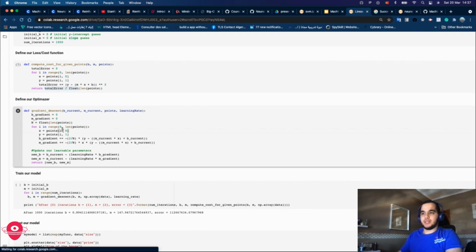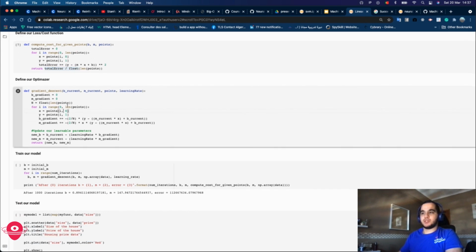When it comes to gradient descent and how it works, basically gradient descent is a function that's going to take the b current and the m current, the current intercept and slope. It's going to take the data points that we have, and it's going to take the learning rate, the alpha. We first start by defining these gradients, the slopes that we talked about.